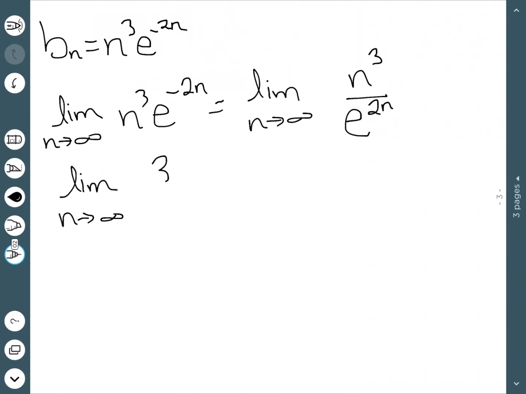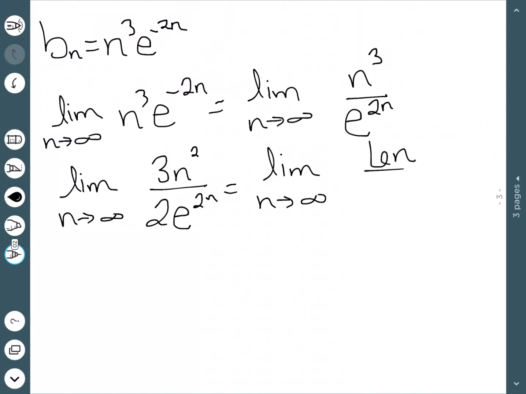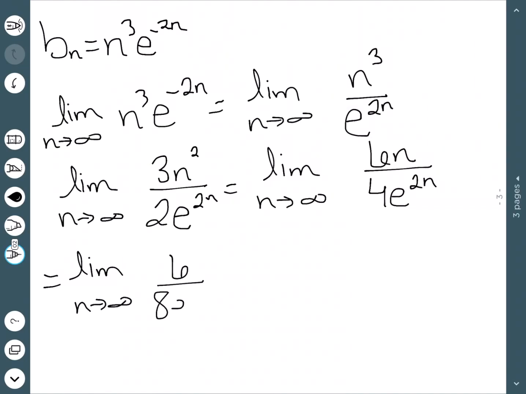We take the derivative of the top to get 3n squared over the derivative of the bottom to get 2 e to the 2n. That still doesn't help us, but we can continue L'Hopital's rule. We can take the derivative again and get 6n over 4 e to the 2n. And we can take the derivative once more to get 6 over 8 e to the 2n. Now, as n increases indefinitely, that denominator is going to get really big, but the top is going to stay the same. So 6 over a really big number is going to be approaching 0.